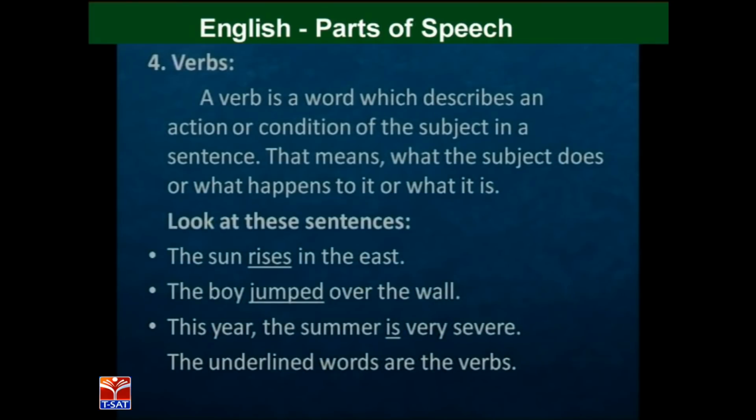Who rises in the east? The sun. What does the sun do? The sun rises in the east. The boy jumped over the wall. What did the boy do? He jumped over the wall. So, these words, rises, jumped, in these two sentences, they tell about the action done by the subject in the sentence. The boy, what did he do? He jumped over the wall. The sun, what does it do? The sun rises in the east.